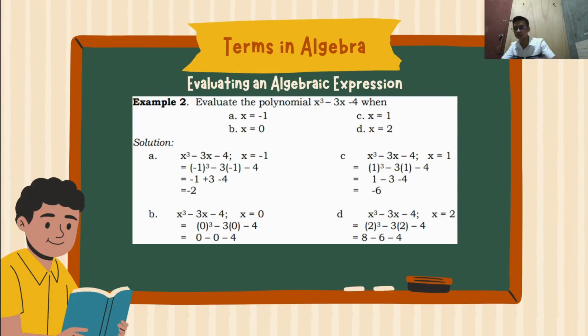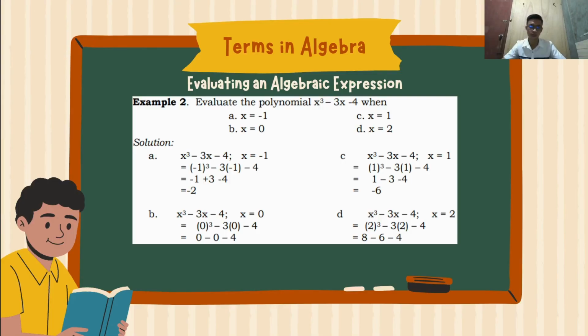We are going to substitute the negative 1 for the x variable. Now, negative 1 raised to 3 minus 3 times negative 1 minus 4. Negative 1 raised to 3, or cubed, is equal to negative 1. And then negative 3 times negative 1 is equal to positive 3. And copy the negative 4.